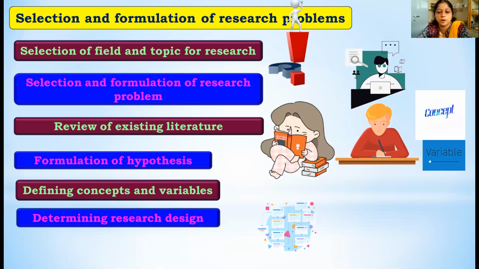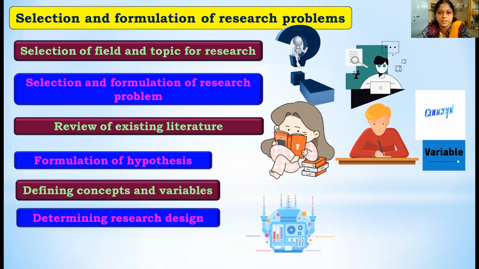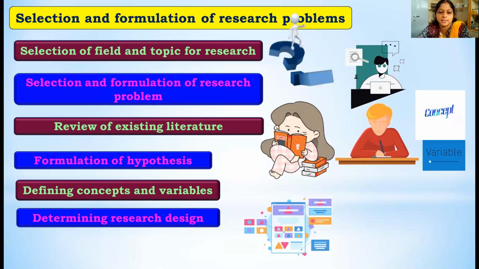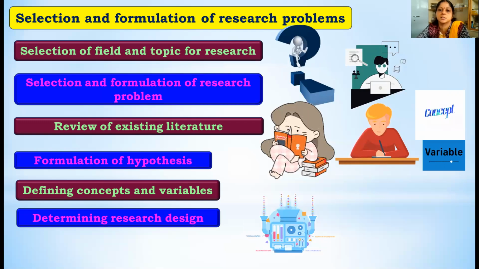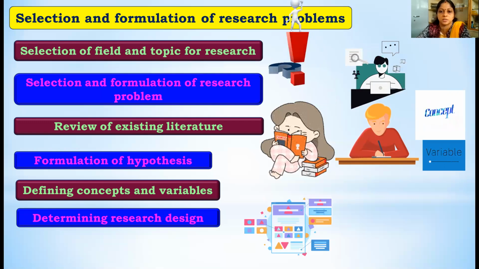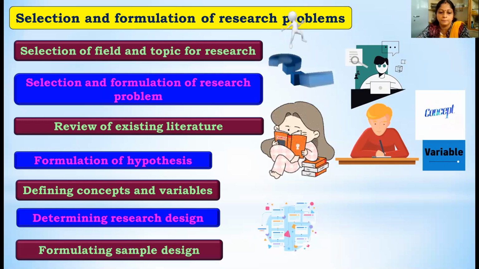Then you have to go for determining the research design. There are several research designs which I indicated in my social science research session previously. Based on that, I have to decide which research design to follow, and that will give the outline of how my research has to be carried out. That has to be defined.